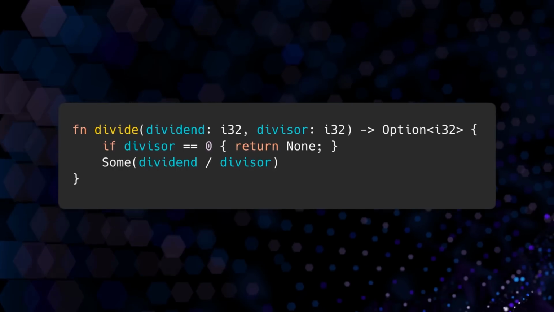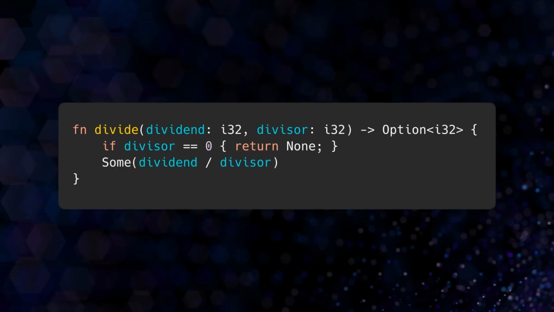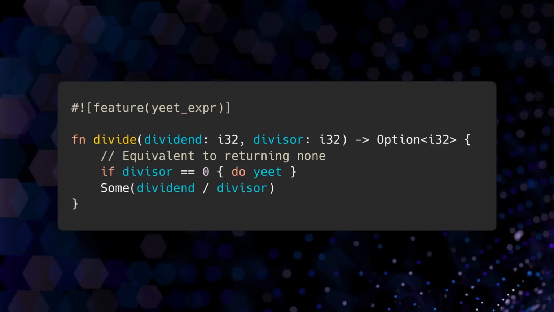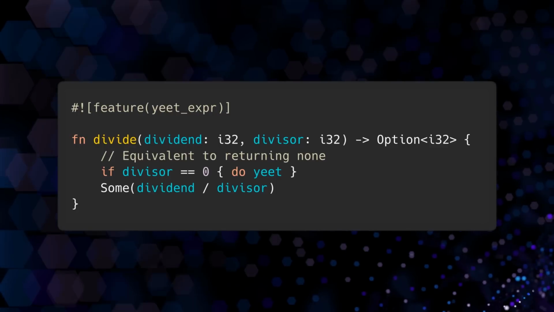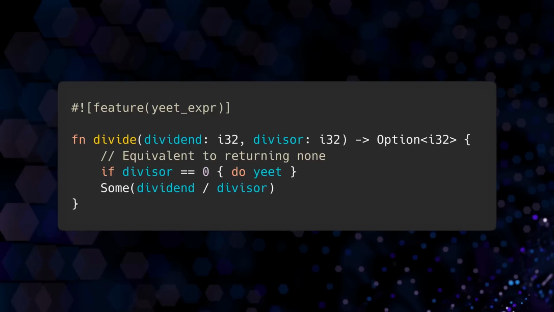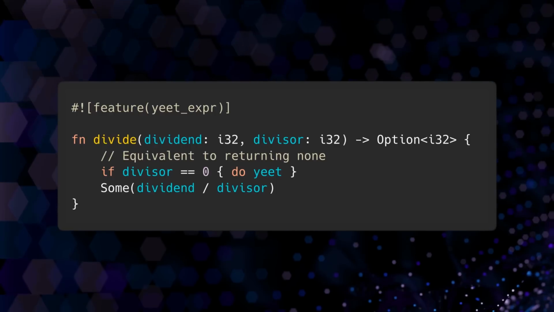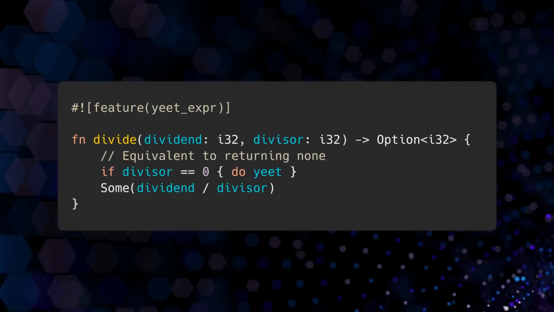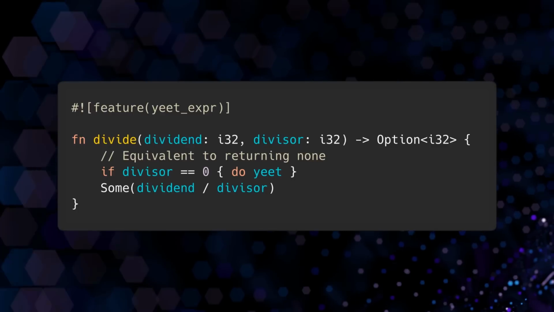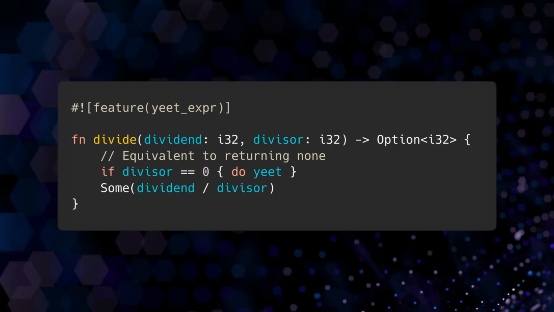The yeet feature introduces new syntax that makes returning optional and result types less verbose. To use it, we must first enable the feature using the feature macro. Then we can replace return none with do yeet. Do yeet allows us to yeet the none or error variant and early exit any function block that returns an option or result type. It might look like unnecessary syntactic sugar at first, but it could be useful when our error handling becomes more complex.